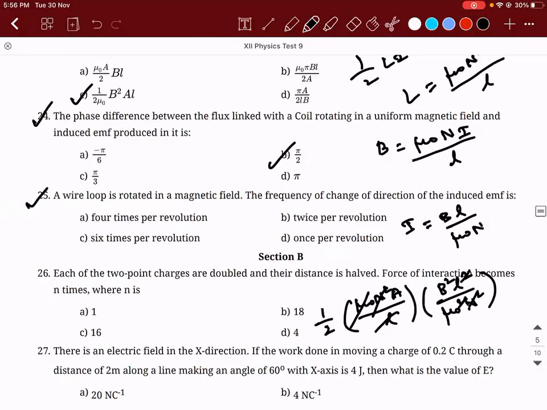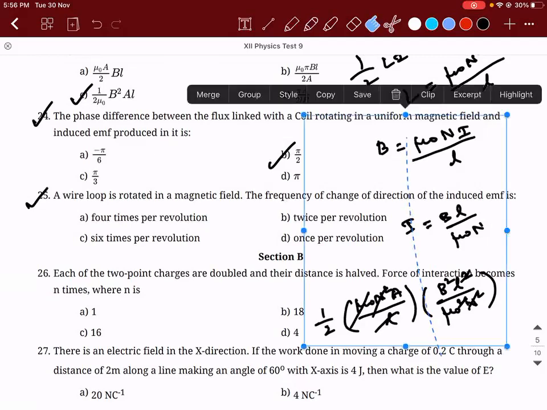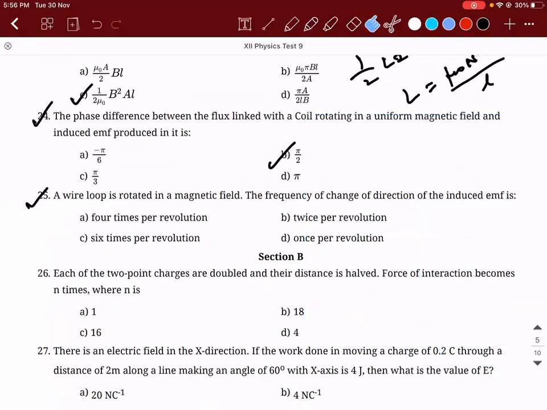25. There is a wire loop which is rotated in a magnetic field. The frequency of change of direction of the induced EMF is... This also I asked last time. When a wire is rotated in a magnetic field, what will happen? There will be an alternating current. In one revolution, how many times is the direction changing? Twice.